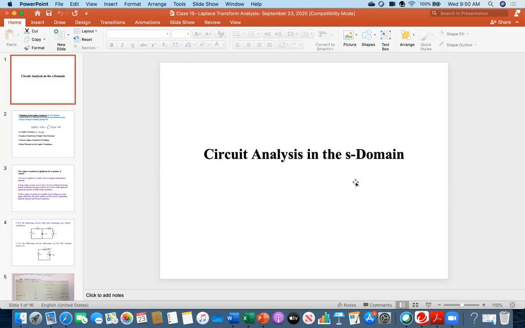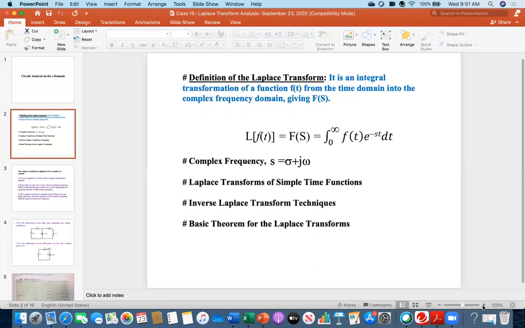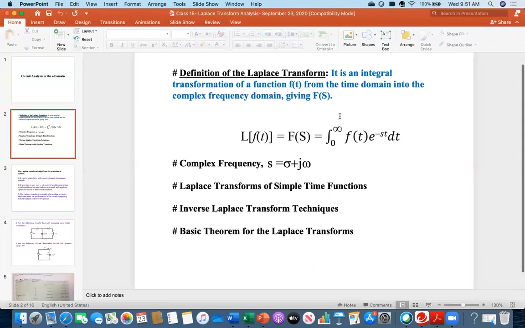Exactly the same circuits that you did in the phasor domain or in the RLC circuit, exactly similar things can be done with the help of Laplace. Because you all have done it, you know the definition of the Laplace. What is the basic definition? It is an integral transformation of a function f(t) from the time domain into the complex frequency domain, giving a function of s.